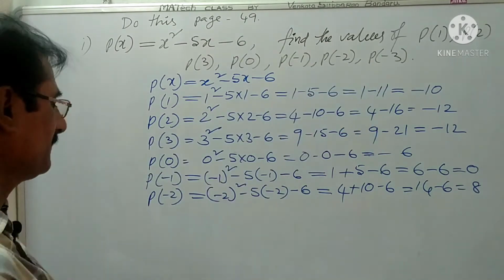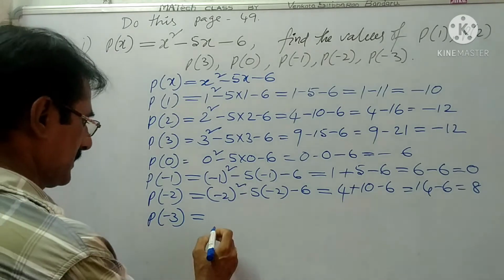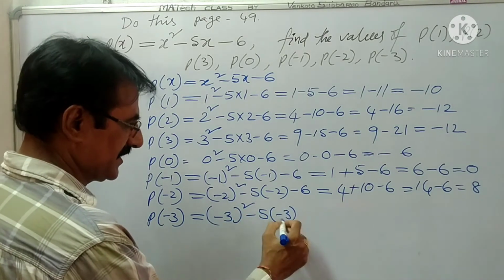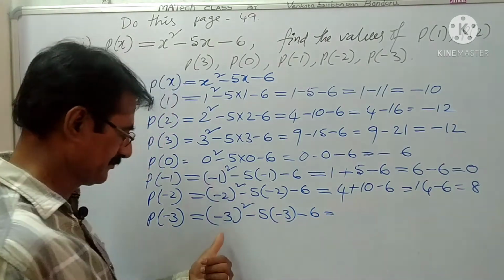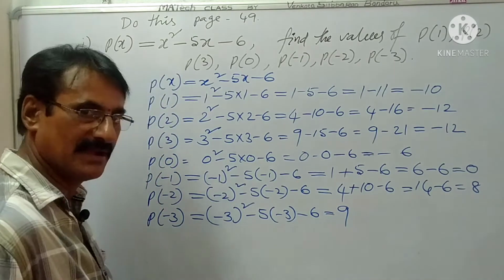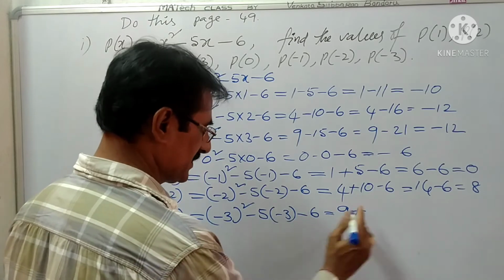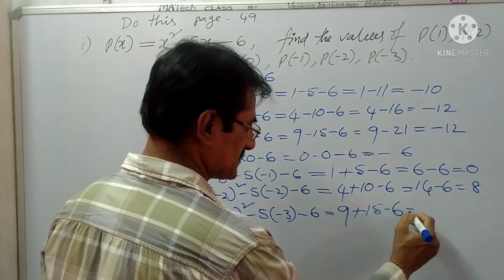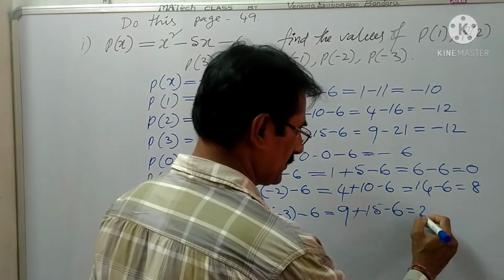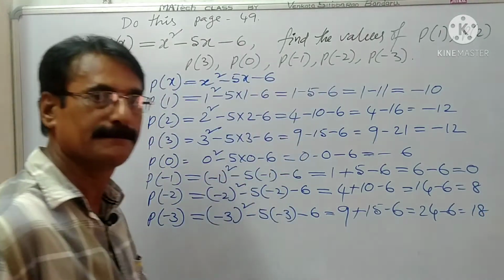Now the last one is p of minus 3 equals minus 3 whole square, minus 5 into minus 3, minus 6. Minus 3 whole square is 9. Minus 5 into minus 3, minus minus plus, 5 threes is 15, minus 6. These two are positives, this is negative. Sum of these two is 24, minus 6 is 18.